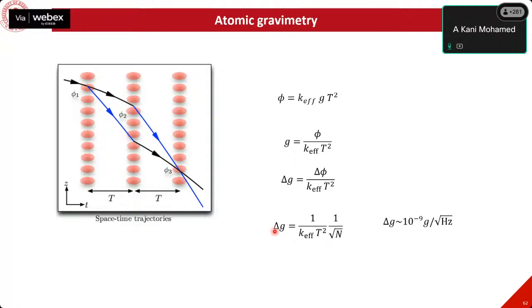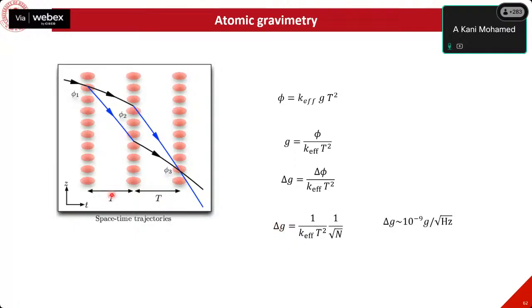So how can we enhance the sensitivity? These are the parameters: k effective, t squared, and the square root of the number of atoms that we are using. So k is set by the wavelength of the light that we are using. But we don't have much control on k, because we have to choose the k vector which is close to the resonance of the atoms. It has been already set by the resonance frequency of the atom. So this won't help. And t squared, so if we increase this time, it looks like we can increase the sensitivity of the measurement.